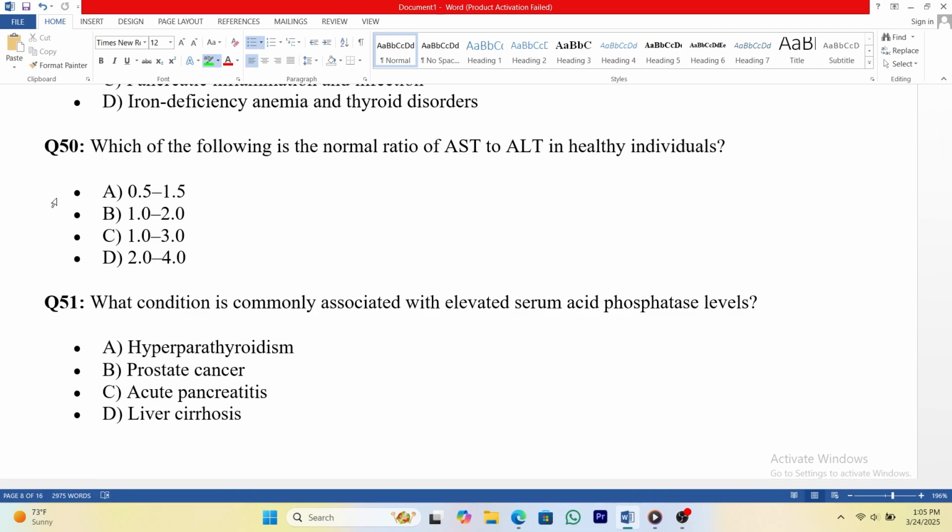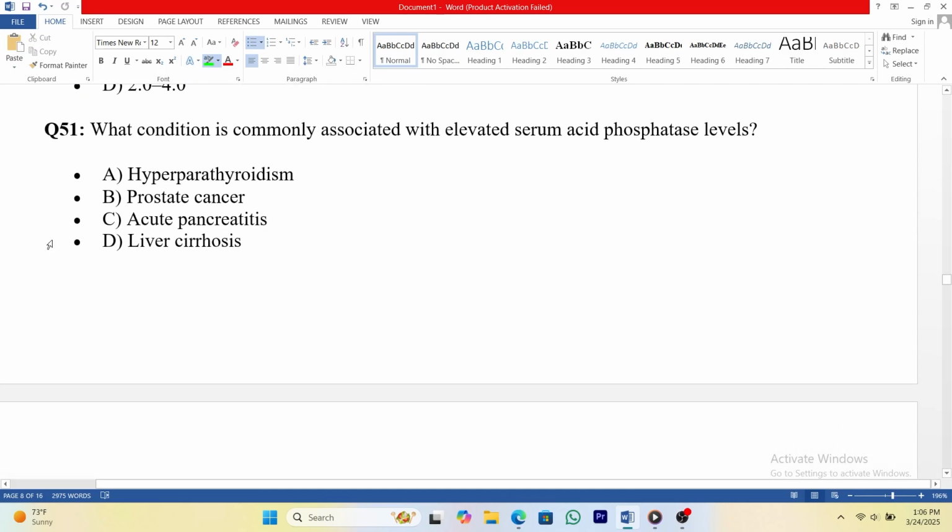A. 0.5-1.5. B. 1.0-2.0. C. 1.0-3.0. D. 2.0-4.0. Answer: A. 51. What condition is commonly associated with elevated serum acid phosphatase levels?